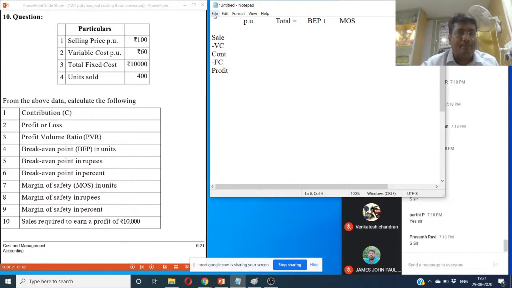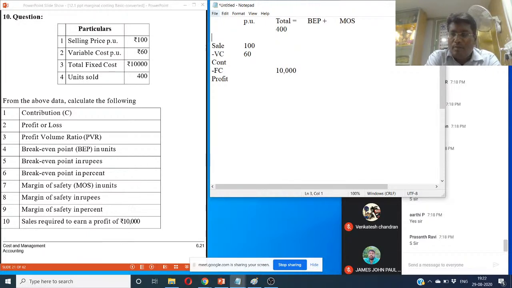Question number 10. Selling price being rupees 100 per unit. Variable cost being rupees 60. Total fixed cost being 10,000. And number of units sold in total 400. Whatever the information available, I'm just going to fill, and the rest of the things as missing data I'm going to arrive here. Clear? Shall I proceed?